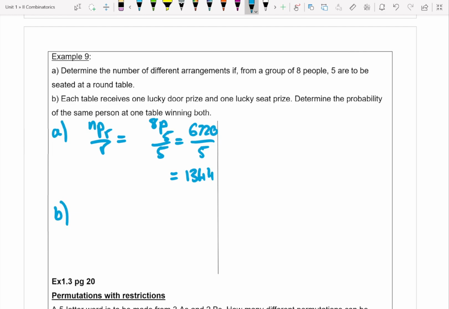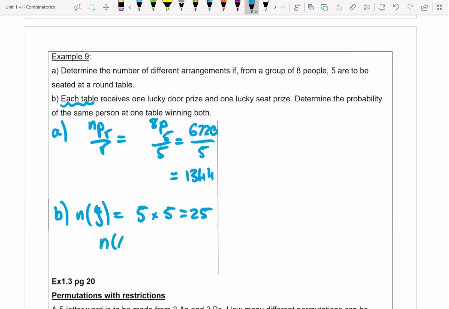So our number of possible ways is going to be the number in the sample space. So we have 5 different people that could win the lucky door prize, because it says each table. Sorry, that was something I missed in the question. Each table receives a lucky door prize and a lucky seat prize. So 1 of 5 people could win the lucky door prize, 1 of 5 people could win the lucky seat prize. So there's 25 different ways that people could win this.